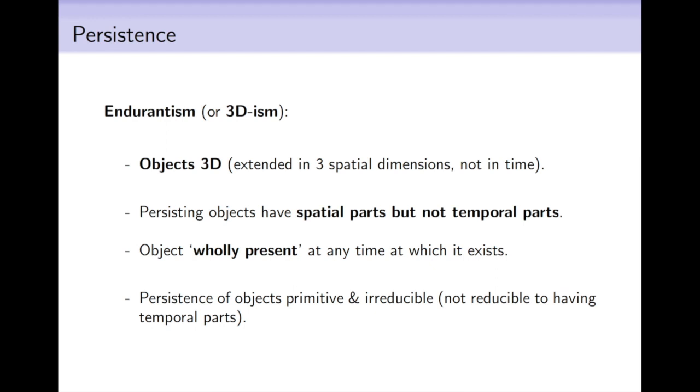Nevertheless, endurantists still normally want to say that an object can persist identically over time, even though the whole of it exists at every moment. So normally this identity across time is taken as something that's primitive, that can't be further explained. In particular, it can't be further explained in terms of the objects having temporal parts that exist at different times. Now, we'll see that endurantism divides into several different versions, and there's more to be said about each of them.